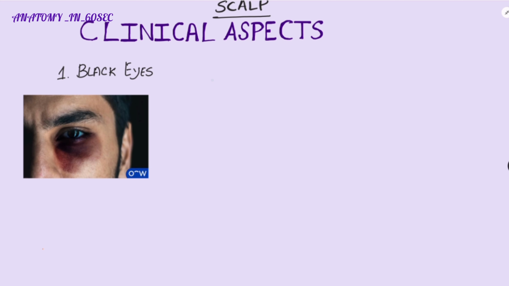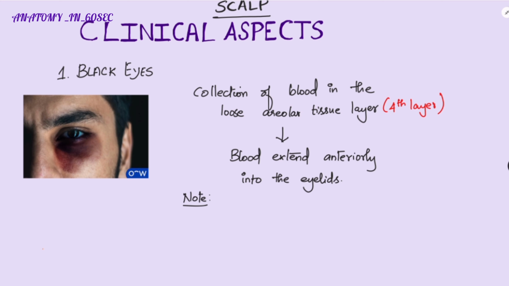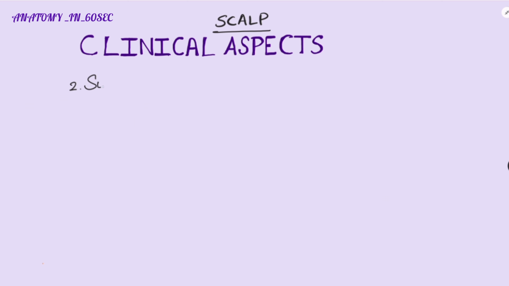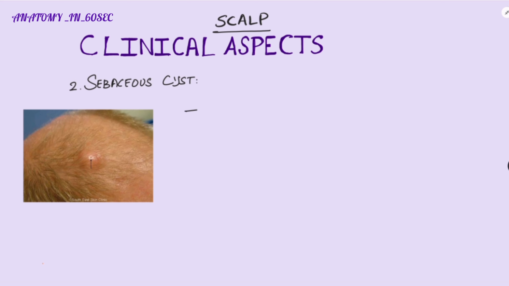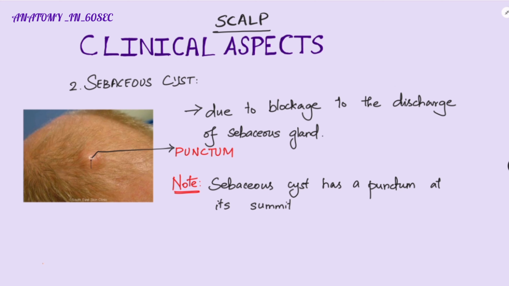Clinical aspects: black eye. Following any trauma, the collection of blood in the loose areolar tissue layer, that is, the fourth layer of scalp. The blood which is collected will extend anteriorly into the eyelids. This is because the frontalis muscle has no bony insertion. Second one is the sebaceous cyst. It is caused due to the blockage to the discharge of sebaceous gland. The sebaceous cyst has a punctum at its summit. It is a clinical point to differentiate it from dermoid cyst.